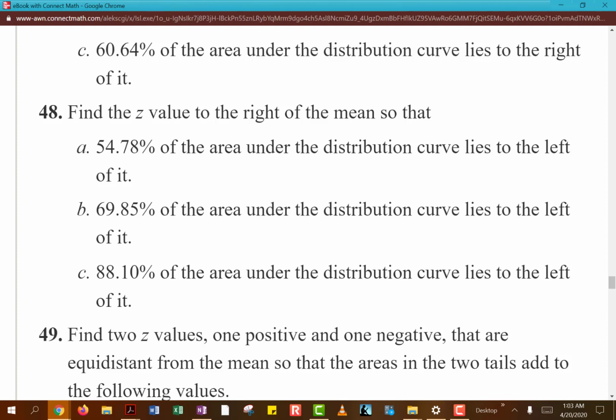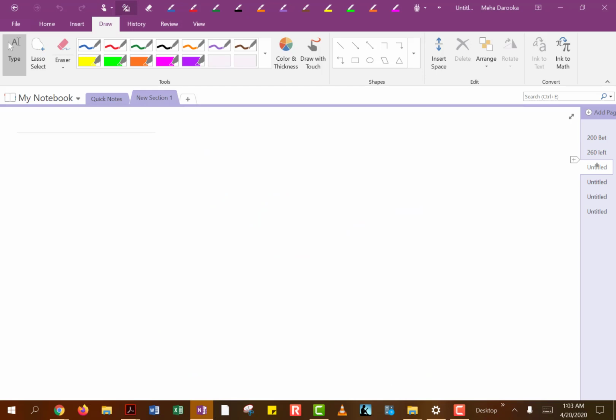And then part C is going to be 88.10% of the area is going to lie to the left of the z-score. So let's go ahead and take a look at this guy over here. So this is number 48, and they're asking us to find the z-score or the z-value.